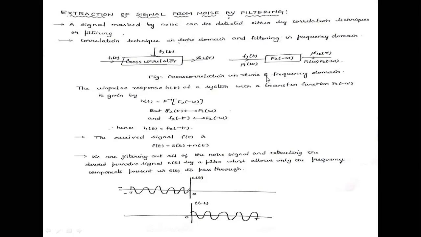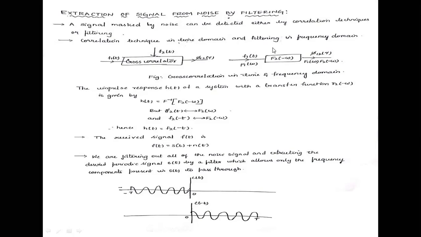Cross correlation in time domain and the frequency domain. The impulse response h(t) of a system with the transfer function F2(-ω), so h(t) is equal to the inverse Fourier transform of F2(-ω).